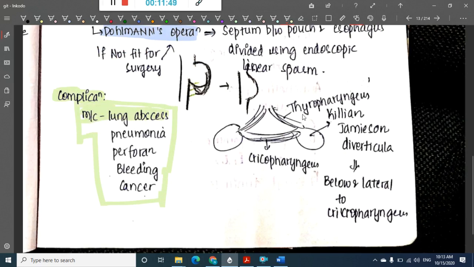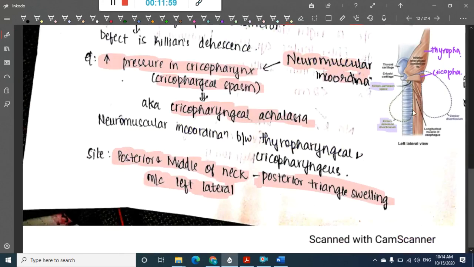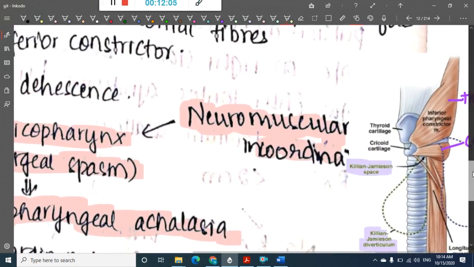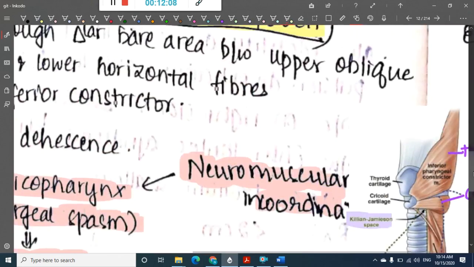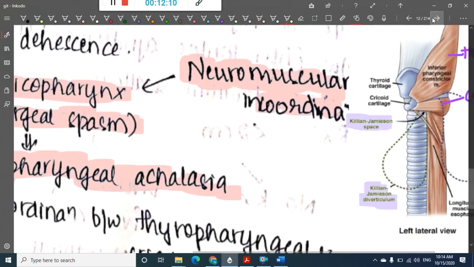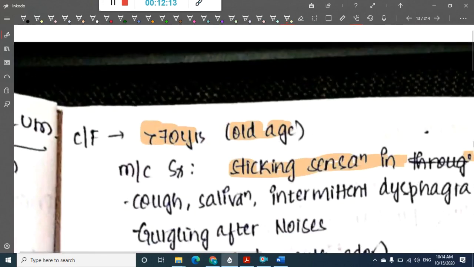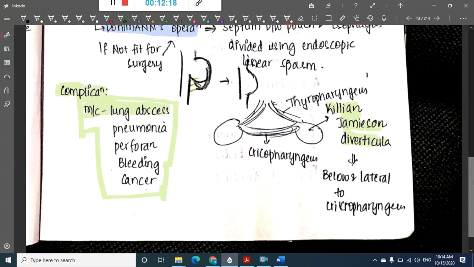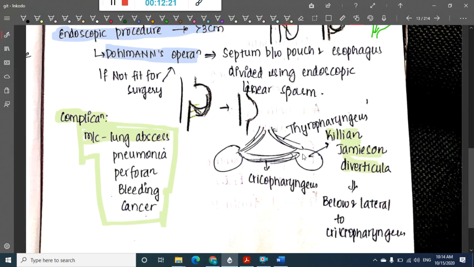So there is something called Killian-Jamison's diverticulum, which I have already shown you. This occurs below and lateral to the cricopharyngeus. Okay, I'll show you this Killian-Jamison's diverticulum again. It occurs on the medial side, at the end of the cricopharyngeus. So that is Killian-Jamison's diverticulum, which occurs below and lateral to the cricopharynx.